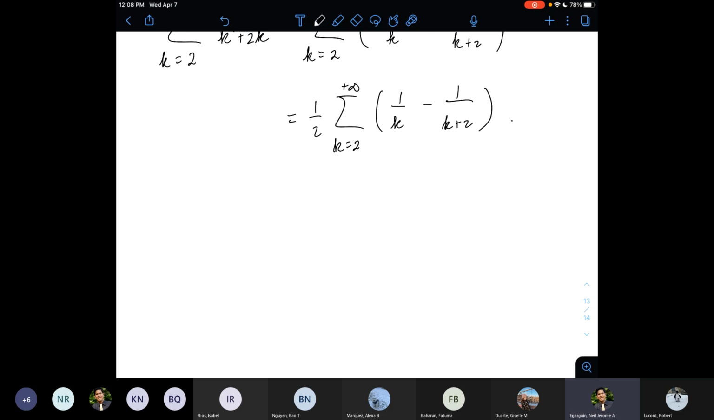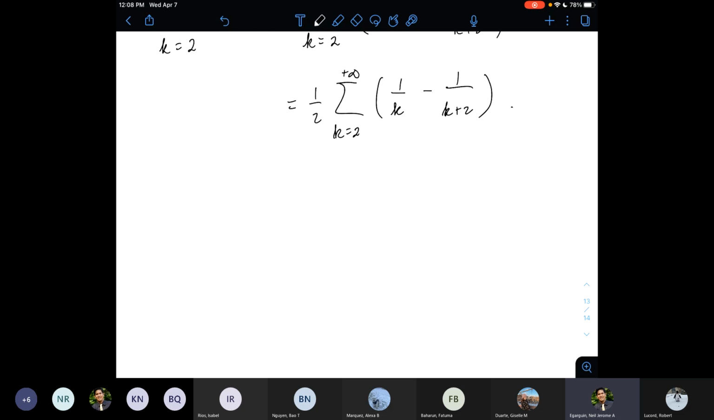And if you have something minus another term that depends on k, it is a telescoping series. Because when we expand the partial fractions, we'll see that the middle terms will cancel each other out, or most of them will cancel each other out. So again, for a telescoping series, we look at the sequence of partial sums. So let's start at S2.